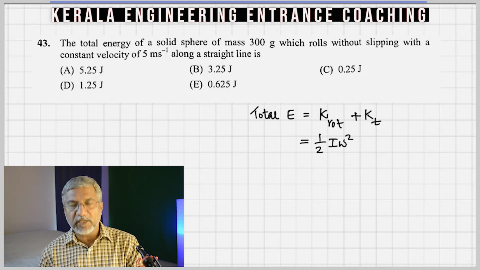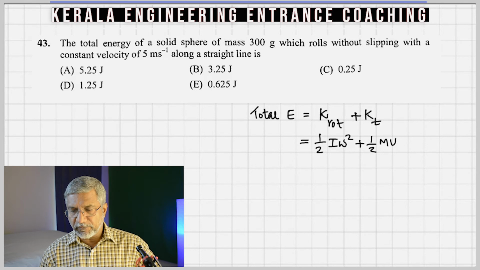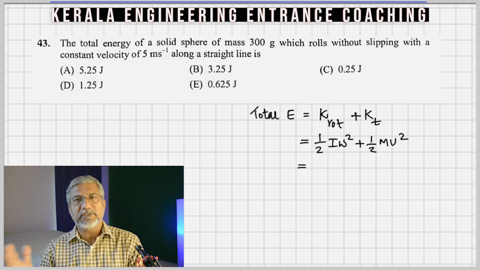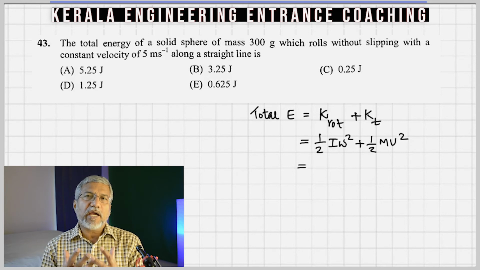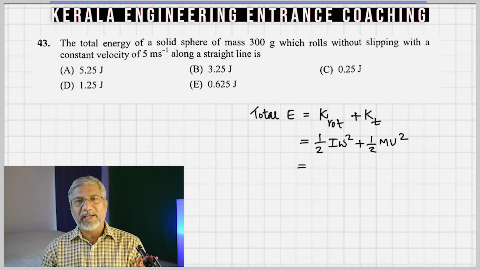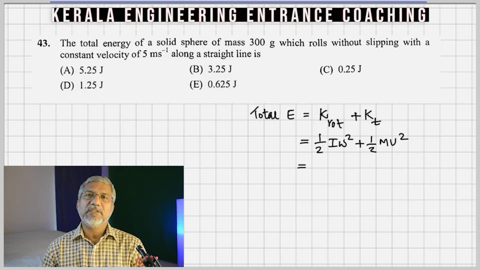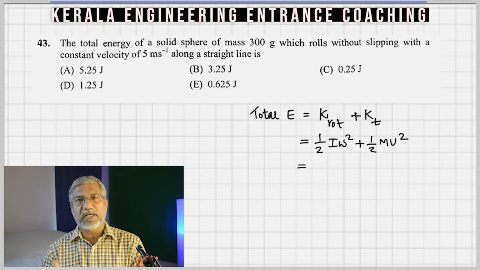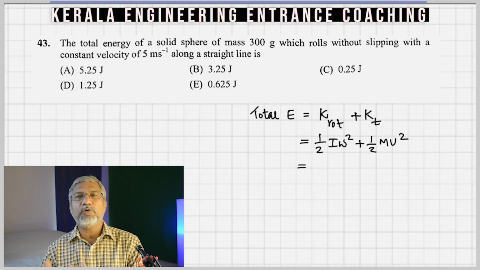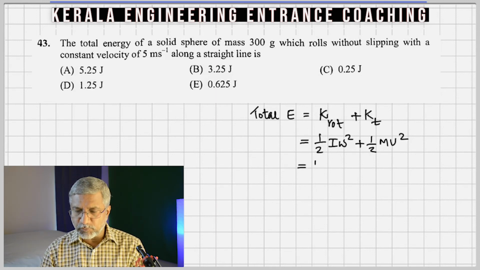1 half I omega squared, where I is the rotational inertia. And then translational kinetic energy is 1 half mv squared. So I is rotational inertia, sometimes called moment of inertia. And you have to know that for a solid sphere, it is 2 by 5 mr squared. Okay? So you have to know. If it's a hollow sphere, it'll be 2 by 3. Since it's solid here, it's 2 by 5.